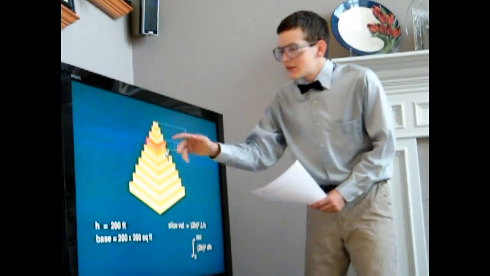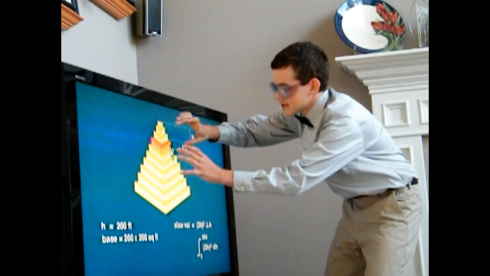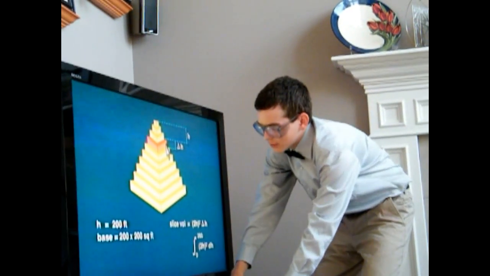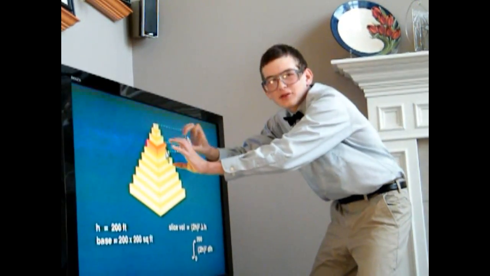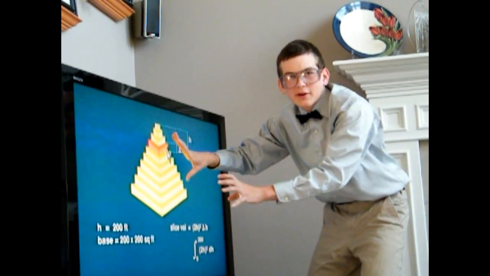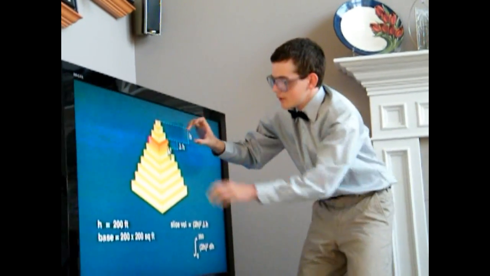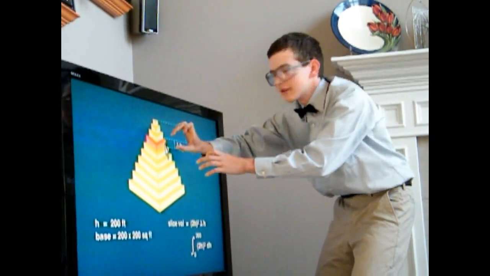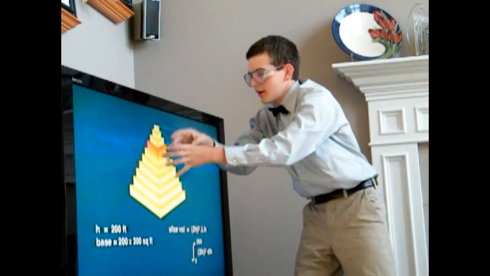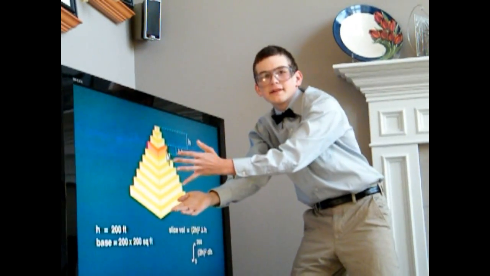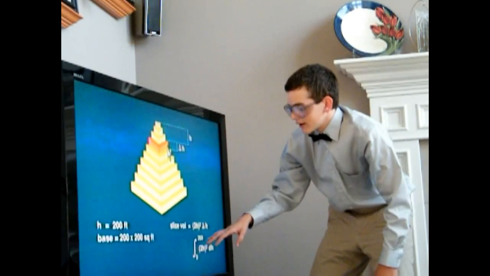Now we look at this red highlighted slab, and the slab is red because we're going to use this slab as the model slab for the whole slabbed pyramid. Now, if we take the slab, we make it a thickness delta H, and we multiply it by its area, and when we add all the areas up, you get a formula with an integral like this.